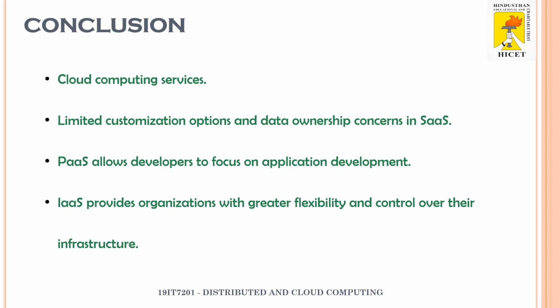Finally, we are coming to the conclusion of this session. In this session, we have discussed the various cloud computing services like SaaS, PaaS, and infrastructure as a service. As far as SaaS is concerned, it allows the users only limited customization options, and there may sometimes be a data ownership problem. PaaS allows the developer to focus on application development instead of worrying about the infrastructure, software, or hardware. And finally, infrastructure as a service provides the organization with greater flexibility and control over their infrastructure.